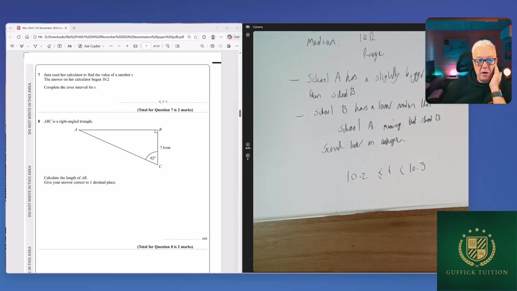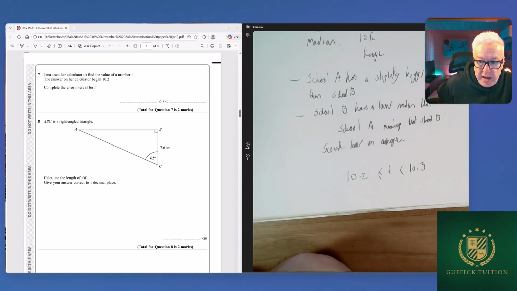Because if it started off with 10.2, even if it was like 10.29999, we can say it's going to be less than 10.3. So that's what we would write down there. Okay, for question 7 for those 2 marks.